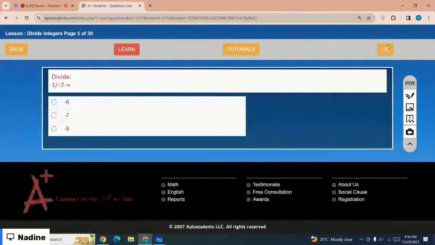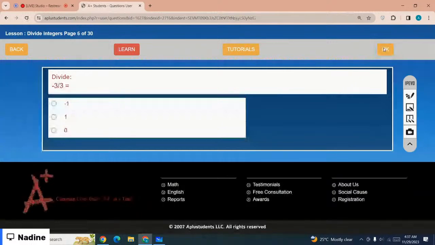Okay, negative 7 divided by 1, which is the correct option? Yes, that is a negative sign. The correct option is negative 7 because one of the numbers is negative.